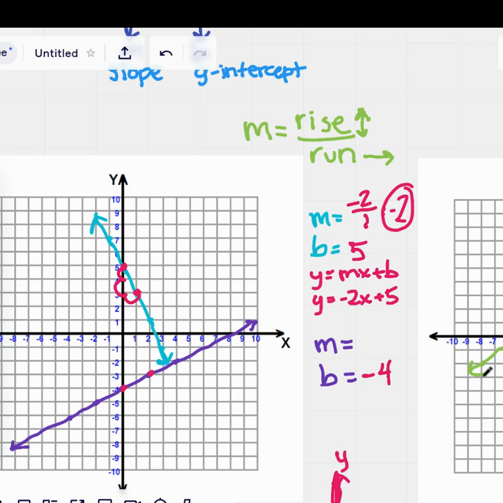Well, I need to go up 1, just 1. So the top number is going to be a 1, a positive 1. And then how much do I need to go over? 1, 2. So my slope is 1/2, and my y-intercept is -4. So I can write y equals, let's go ahead and fill the m in. The m is 1/2. Don't forget to write the x. And then the b is -4, so we write -4.